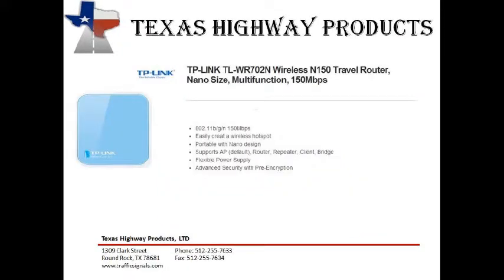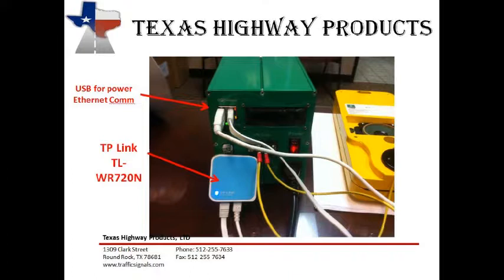I'm simply going to take my Wi-Fi adapter, which this one happens to be a TP-Link TL-WR702N nano size multifunctional travel router, and I'm going to plug that into the APC controller. Now, all I have is the Wi-Fi adapter, and it's plugged in. I use the USB for the power, and then the Ethernet cable is the communications going to the Wi-Fi adapter.